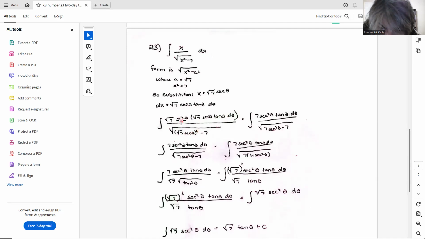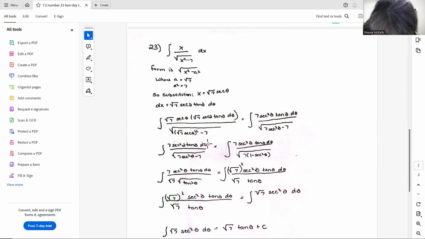If I now clean this up on top, I get the square root of 7 times the square root of 7 is 7. Secant theta times secant theta is secant squared, tangent theta d theta. And on the bottom I'm squaring everything in this first parenthesis under the radical. So I have 7 secant squared theta minus 7. I'm not squaring anything here. It was just 7 to start with, d theta.